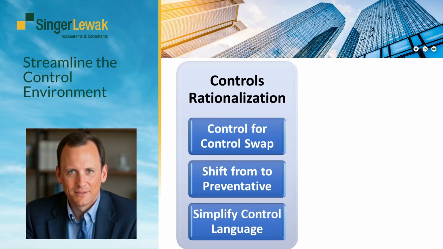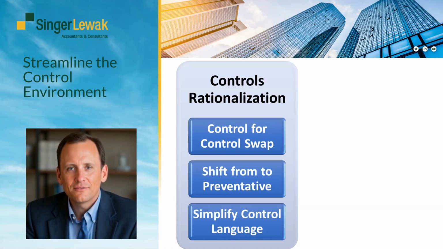Streamline the control environment. Your control environment is likely bloated. Controls accumulate over time in response to findings, but are rarely removed once the risk is mitigated. This creates control redundancy, 2 or more controls doing the job of 1. Actionable strategy 3: controls rationalization. Activate the control for control swap.